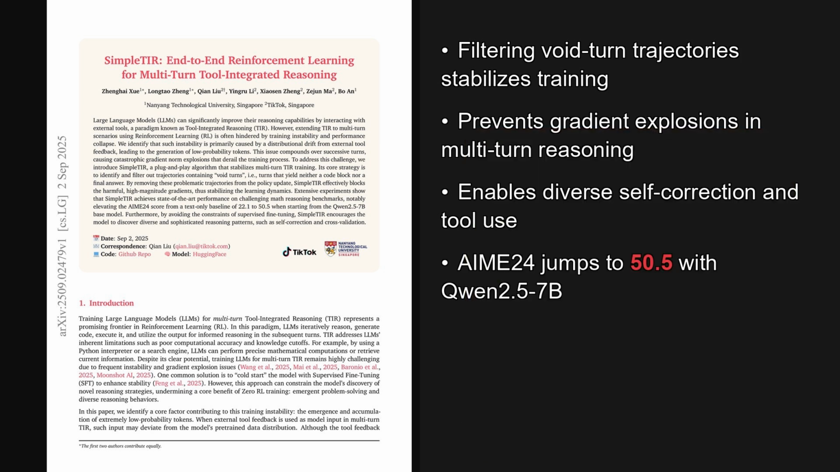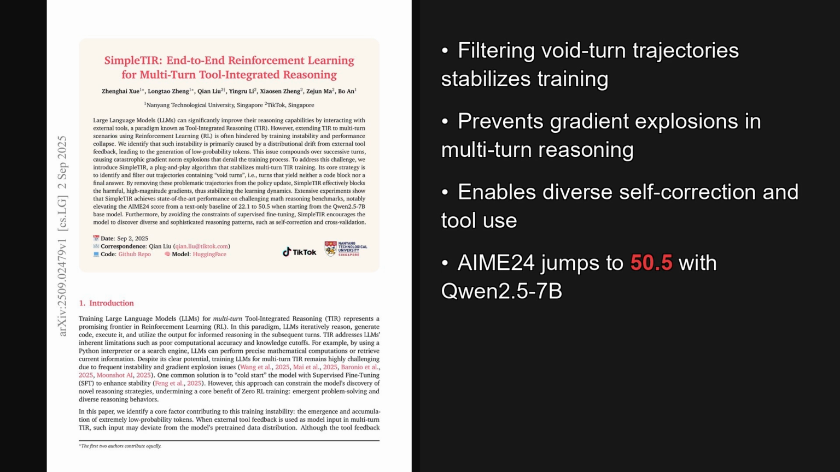I'm Alex. Today we're looking at a paper from the Hugging Face trending list, published on September 2nd, 2025, just yesterday. The main punchline is simple and bold. By filtering out trajectories with void turns, the method stabilizes multi-turn tool-integrated reinforcement learning and boosts AIME24 accuracy from 22.1 to 50.5 using the Qwen2.5-7B base model.